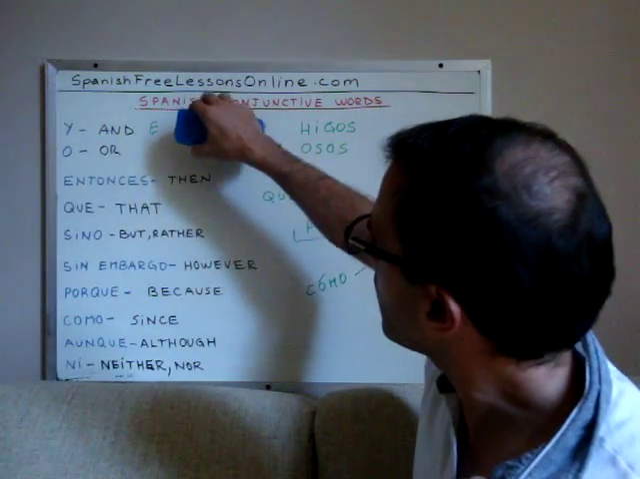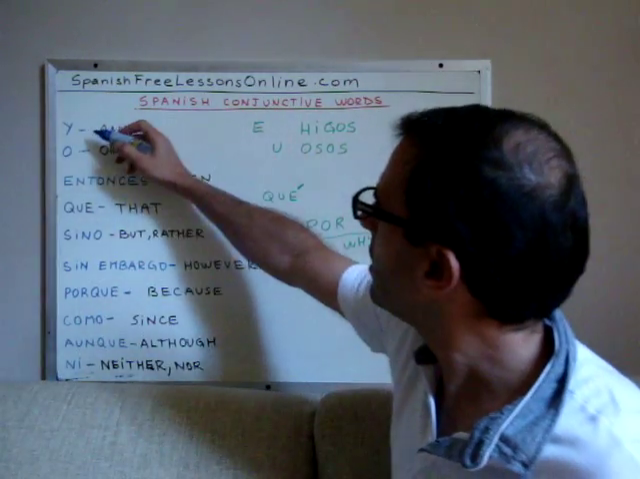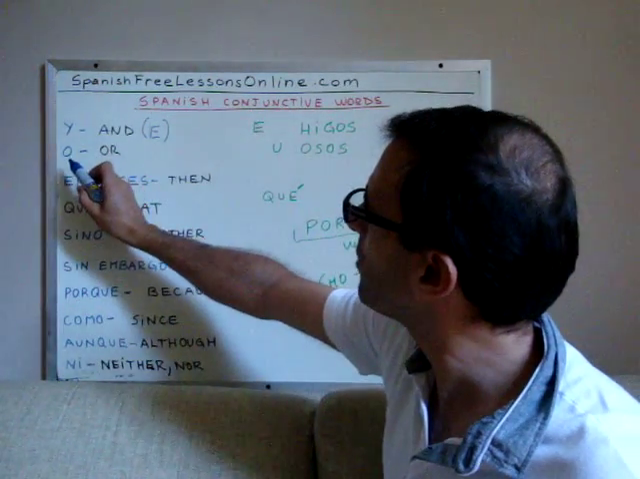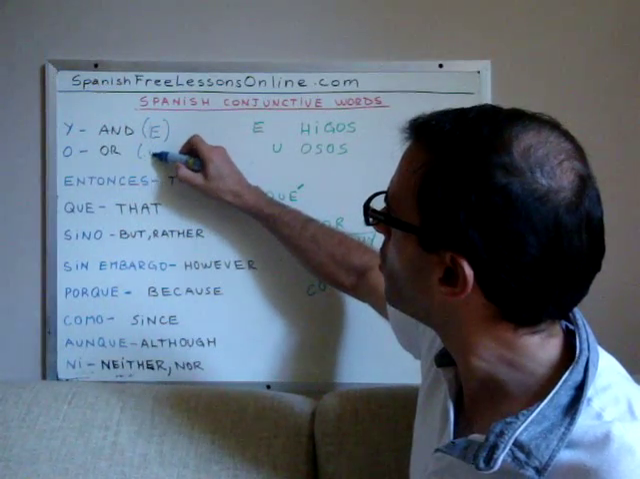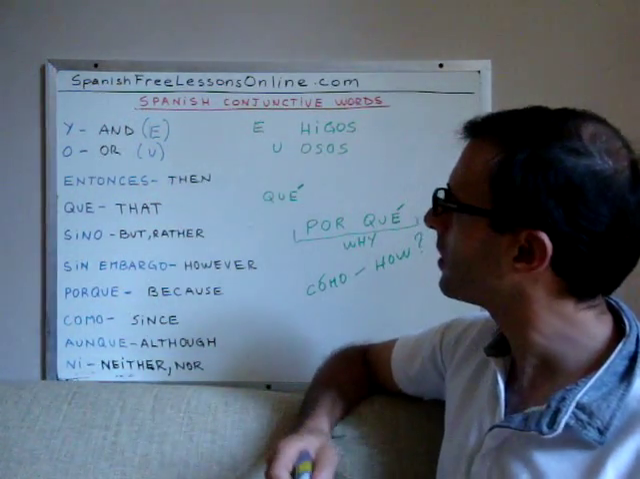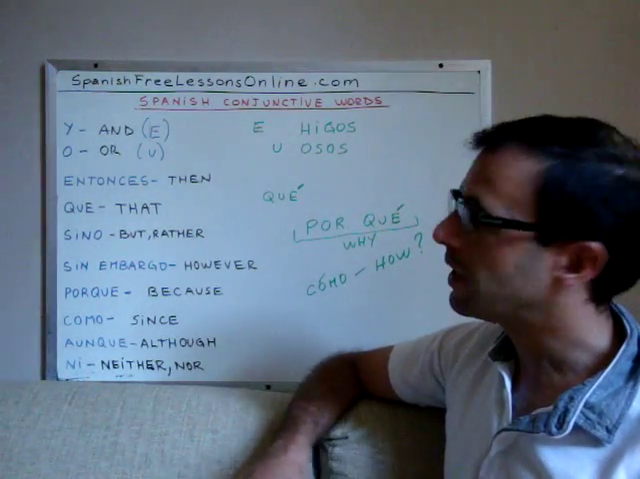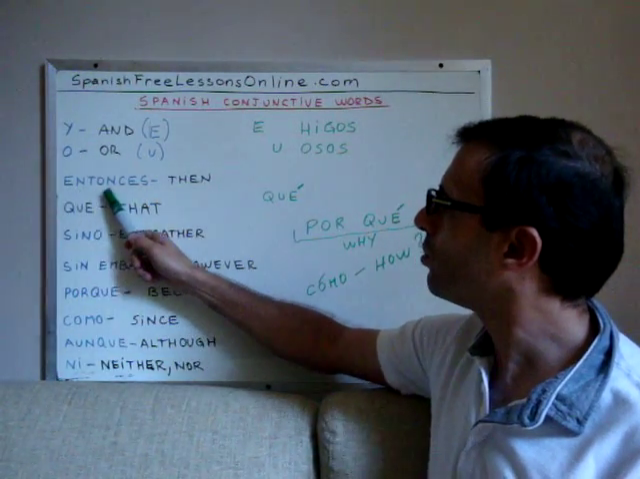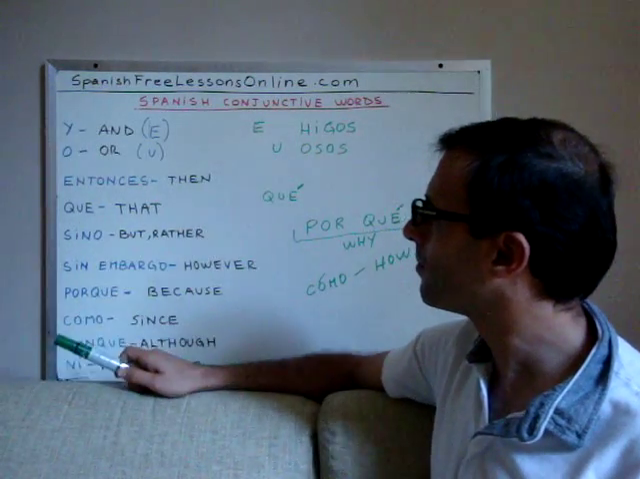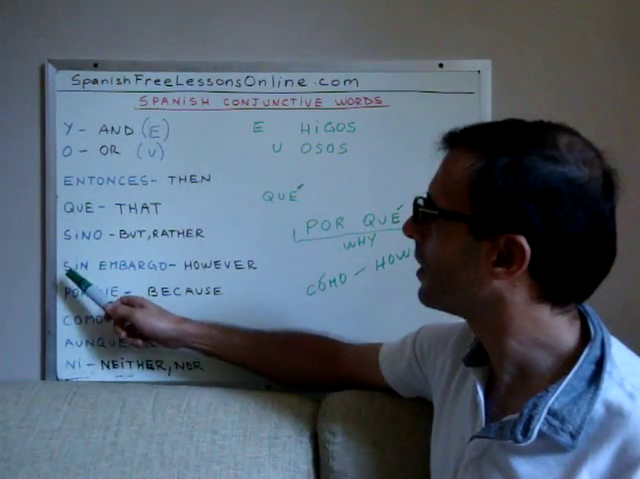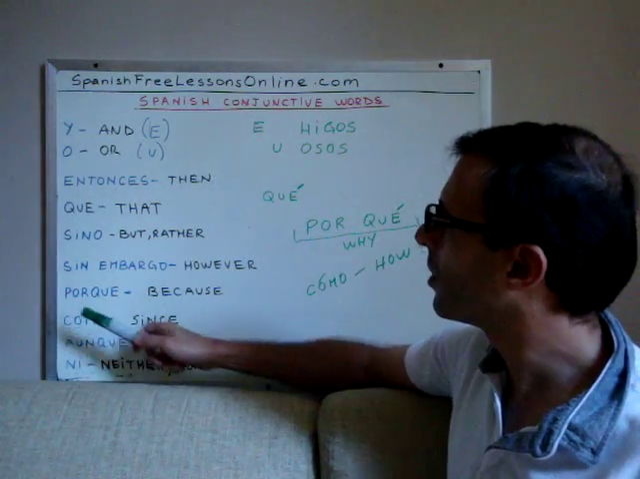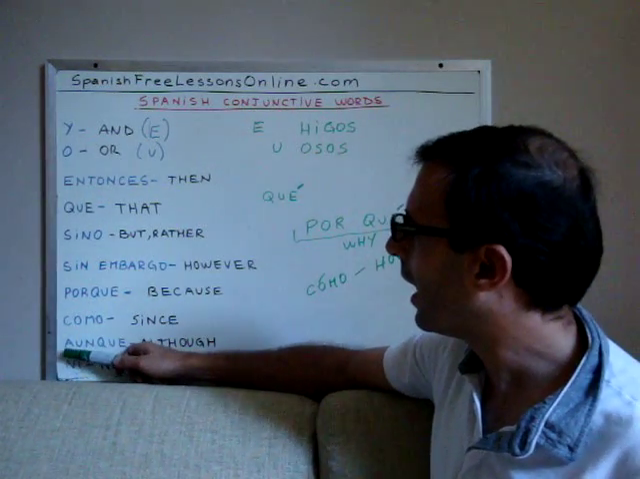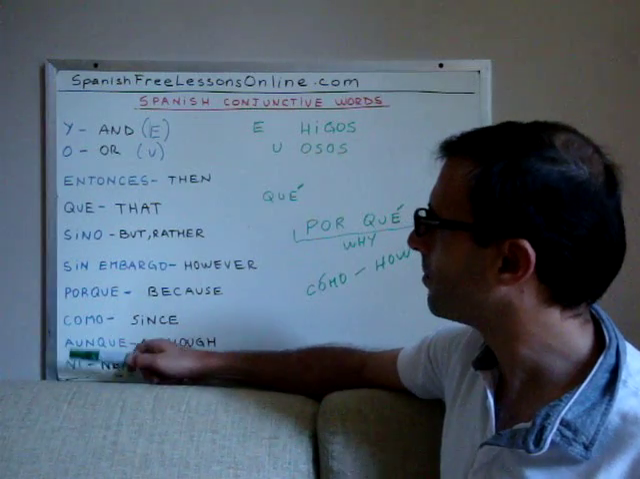So the conjunctive word y can change to e, and the conjunctive word o can change to u. Okay? So let's read them again. Y, o, entonces, que, sino, sin embargo, porque, como, aunque, ni.